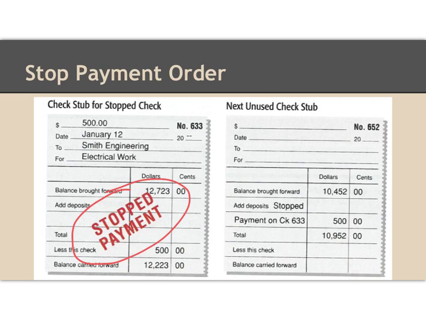And in the area where we would record our deposits, we'll make a notation that we have stopped payment on check 633. Make sure that you note which check it is. This is money that's being added back into the account, so we'll take the $10,452 and we'll add $500. But I don't want you doing this addition, and you shouldn't be doing this addition to get to the $10,952 until you are about to actually write check 652.